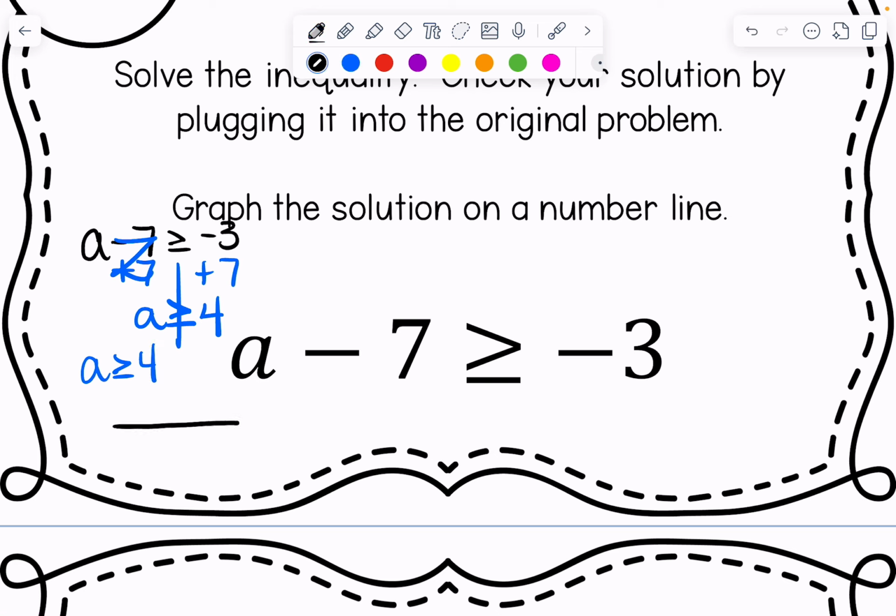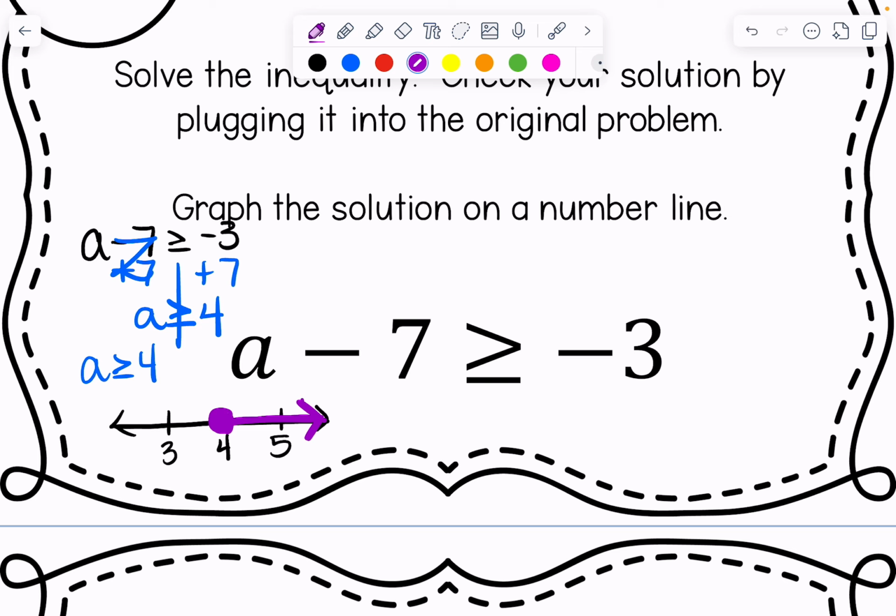To graph this, I'm comparing to 4, so I for sure want 4 on my number line. And then I usually just put a number less than 4 and a number greater than 4. When we graph this, I'm comparing to 4, so I'm going to have a circle at 4. A can also equal 4, so that means this is going to be a closed circle. So I'm going to shade it in. And then all my values greater than 4, so I can shade to the right-hand side of my number line there.